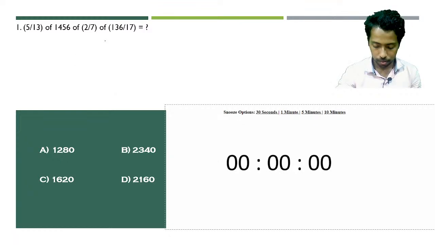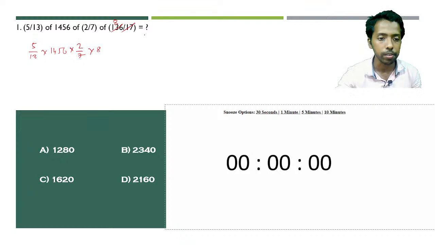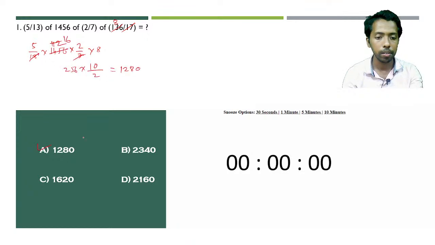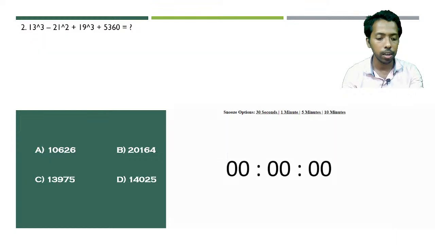Right. So what's the answer here? Tell me. This is 5 by 13, this is 1456, and now 2 by 7, 136 by 17. This 136 by 17 clearly can be 8, right? So multiplied by 2 by 7 into 8. Now this 13 goes for 1, 1, 2. So this is 7, 7 goes for 16, 16, 16, 256 multiplied by 5, that means 10 by 2 we can write, so half, that means 12 by 2. So option A is the answer, right? Moving to the next one. Here's the next one, and here's the timing for you.